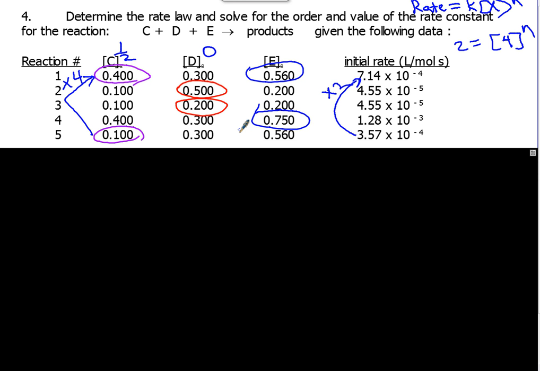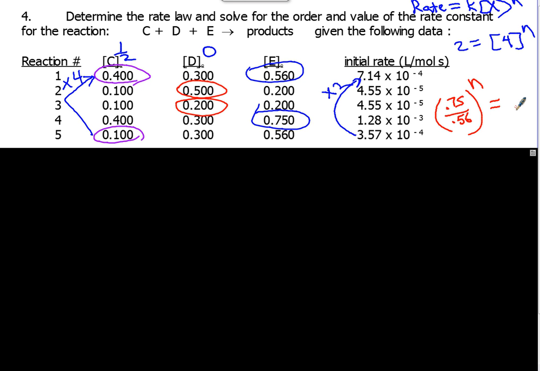How are we going to figure out E? We're going to divide. Remember, I'm going to do this one divided by that one, and then this divided by that. So it would be 0.75 over 0.56 to some power, because these are the molarities, they're raised to a power, is equal to the one rate divided by the other rate.